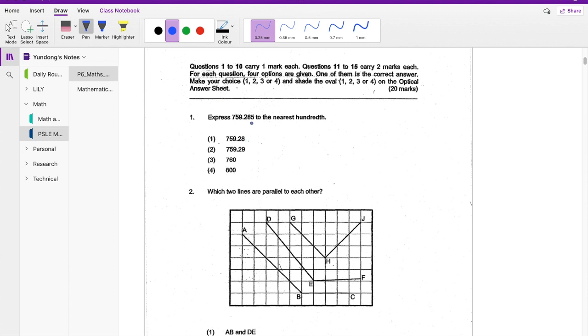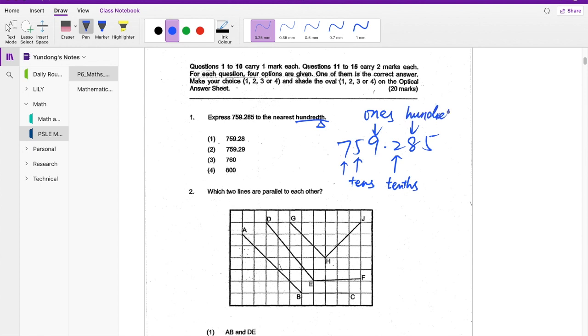The first question is to express the number to the nearest hundredth. So let's see the number, which is 759.285. For this decimal, this 7 we call hundreds, this one tenths, this one ones or units. After the decimal point, this one is 1/10, and this one is 1/100. So here we see that the nearest hundredth is this number.